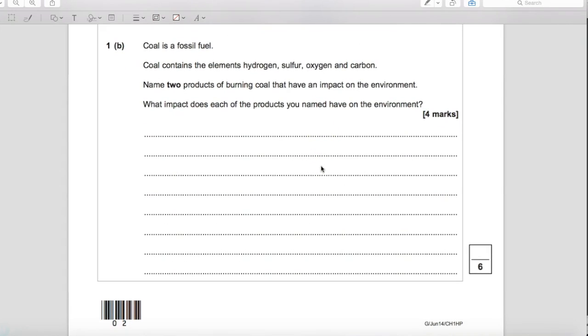Next. Coal is a fossil fuel. Coal contains the elements hydrogen, sulfur, oxygen, and carbon. Name 2 products of burning coal that have an impact on the environment. What impact does each of the products you named have on the environment?